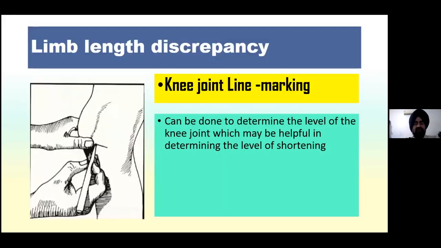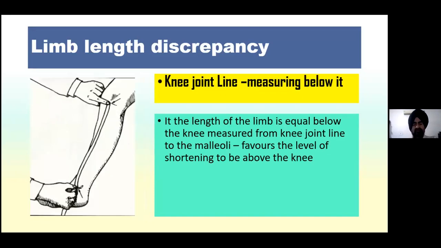Knee joint, another way to do things, knee joint line marking. We can mark the knee joint. This can be done to determine the level of the knee joint, which may be helpful in determining the level of the shortening. When we want to differentiate whether the shortening is above the level of the knee or below the level of the knee, we will draw the level of the knee joint by palpating the tibia. Then we will measure below it the length of the limb below the knee, measured from the knee joint line to the malleoli. If we find it to be equal on both sides in spite of the shortening, it favors the level of shortening to be above the knee.